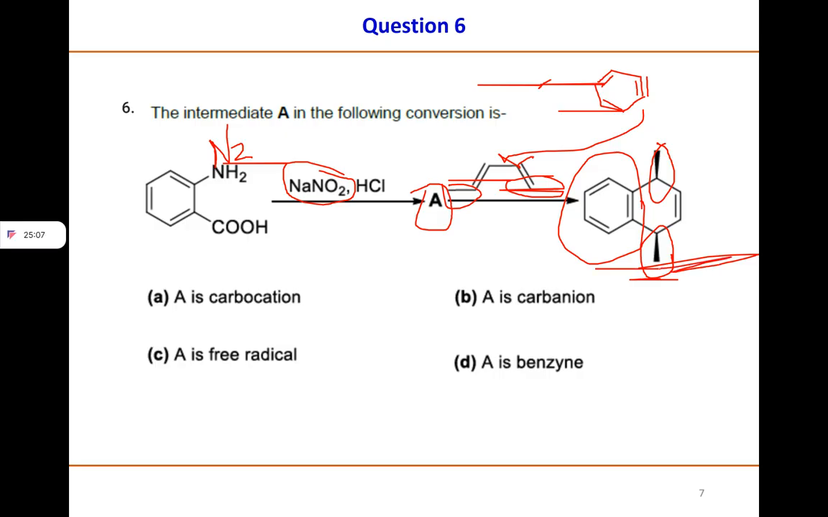So the correct answer is here. A is a benzyne intermediate, because here carbocation, free radical and carbanion are not forming. It is forming a benzyne intermediate, which is further undergoing a 4+2 cycloaddition reaction. Okay, so the correct answer is option number D.